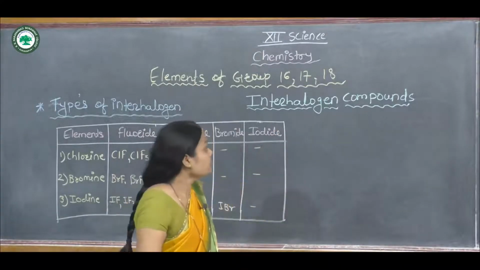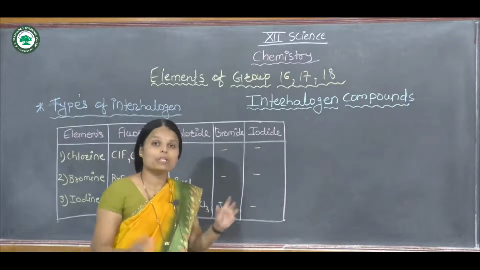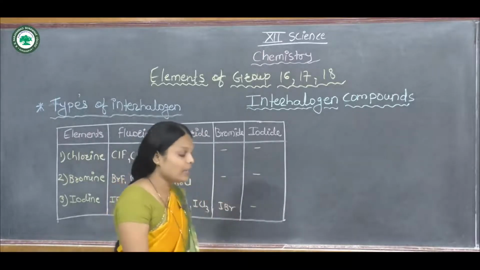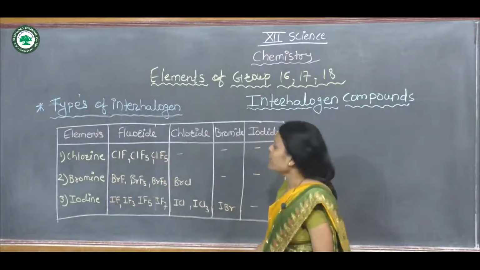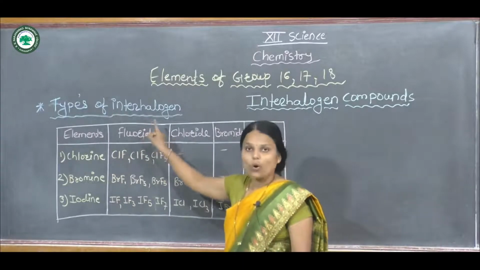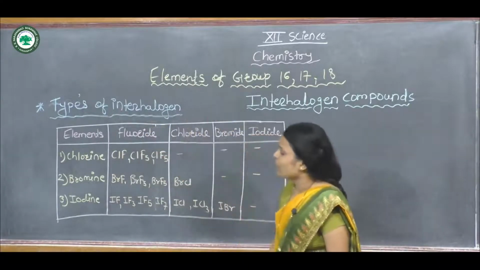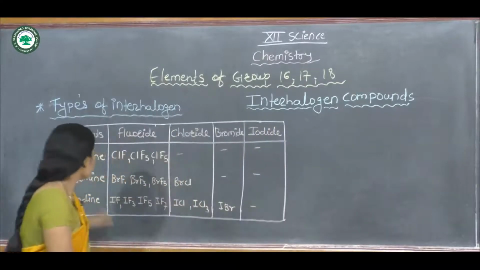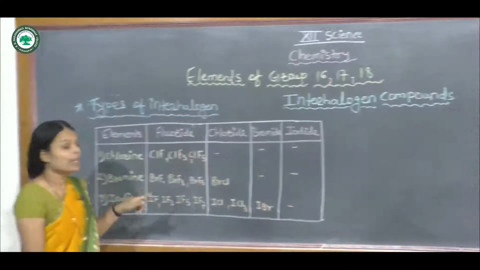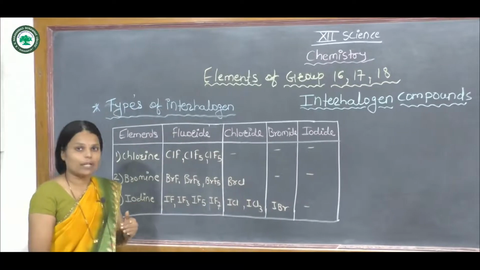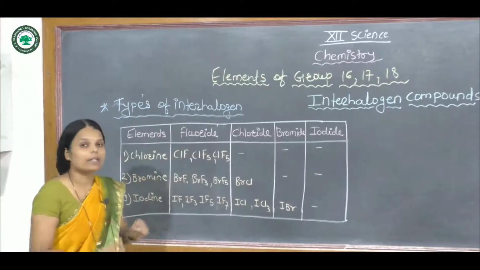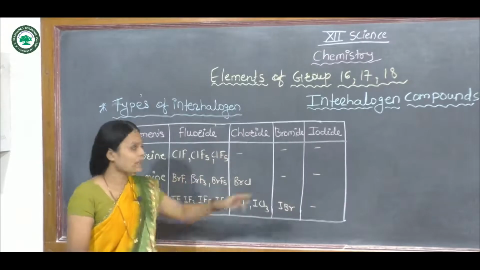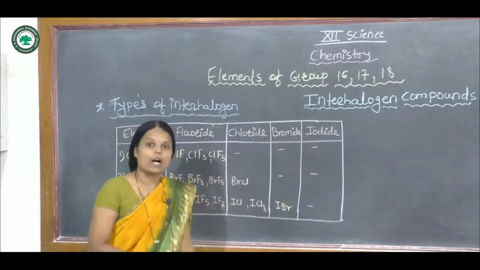An interhalogen compound contains two halogen atoms. There are various types of interhalogen compounds. Here are the types. Here is the element name, and it is combined with another halogen atom: first a fluoride, second a chloride, third a bromide and fourth an iodide.